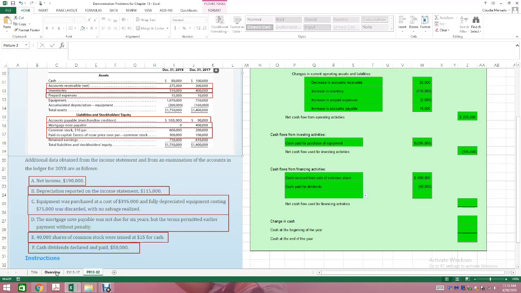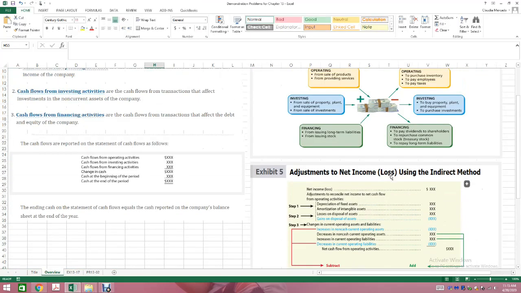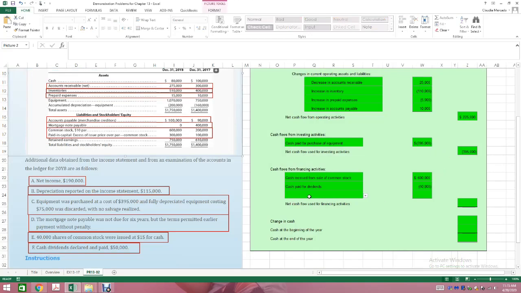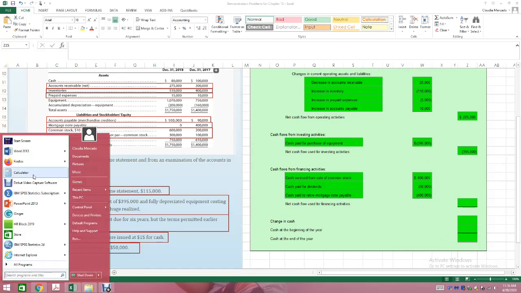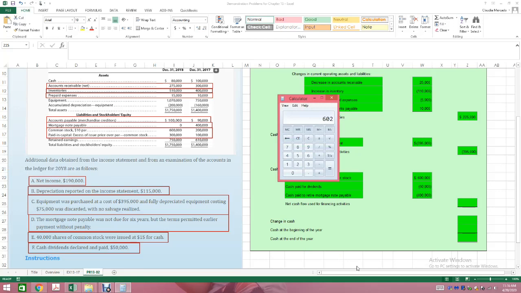We paid it off. Now, if we look over here, it says to repay long-term liabilities. You're paying off a long-term liability. It's a minus. So, what are we paying? Cash paid to retire a mortgage note payable. We paid off $400,000. Okay? So now I'm going to get my total net cash flow from financing activities. And that's going to be $600,000 positive.